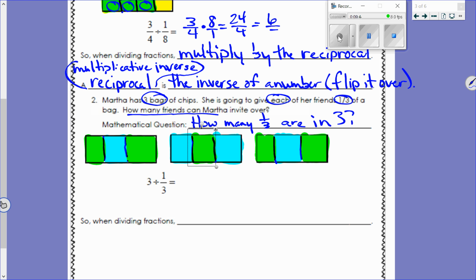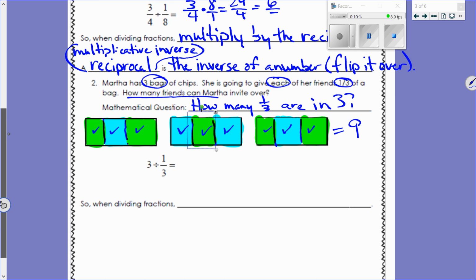So once I've got them all colored, if I count, how many do I have? I've got 1, 2, 3, 4, 5, 6, 7, 8, 9. So how many friends could she have over? Okay? Now, mathematically, what did we just do?